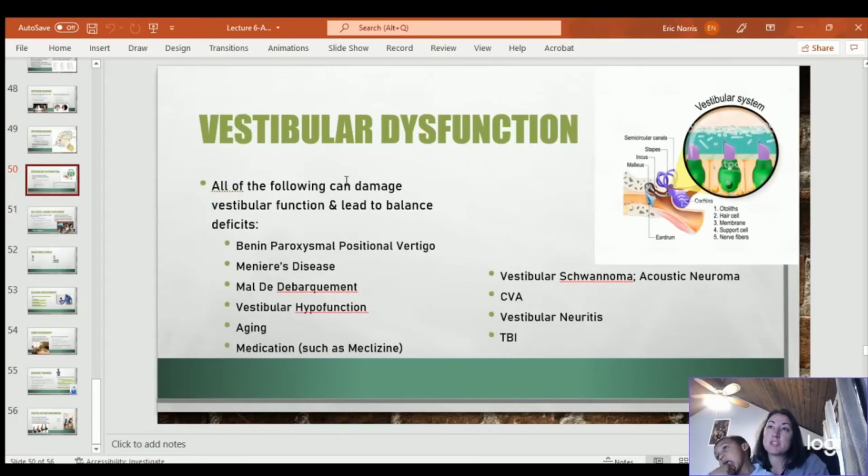Vestibular dysfunction. All of the following can be damaged or can damage vestibular function and lead to balance deficits. We'll learn about some of these more in depth in Rehab 2 as we talk about vestibular dysfunction. BPPV is when the crystals inside of your ear have become misplaced and you get dizzy as you turn your head. Meniere's disease, a fullness in your ear that can rupture your eardrum and cause severe dizziness.